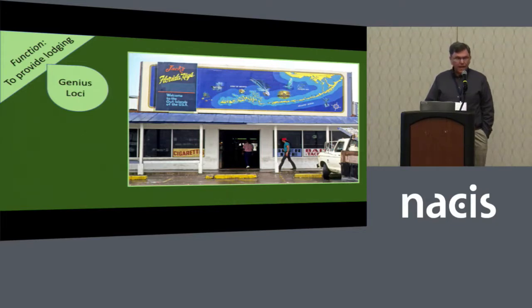To provide lodging for the genius loci, the spirit of place. Where do the spirits of place live? Did you ever ask yourself that question? I think they find a place to lodge in the welcome signs that we put along our roadsides. And that's a particularly inspiring sign, I think, of the Florida Keys and Florida City in Florida.